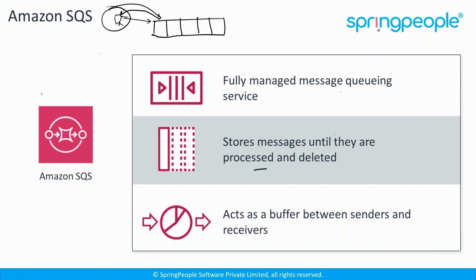That's why we call SQS a pull based service. Pull based as in someone needs to reach out to the queue and pull the message out from it. Otherwise, the queue will not push any messages to you. And it acts as a buffer between your sender and the receiver. So that's what we have already seen in the previous case.